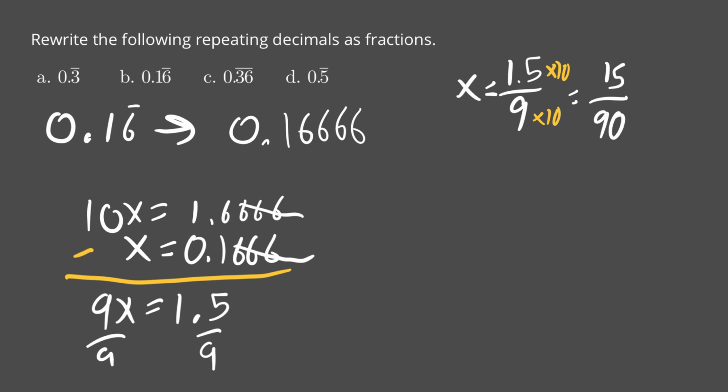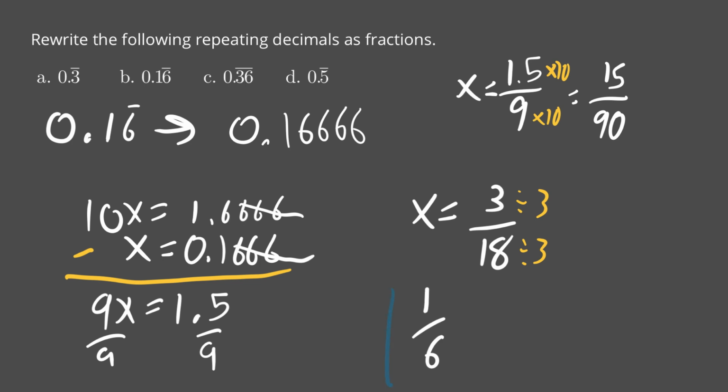Now this should look like a fraction you're able to simplify. Let's divide the top and bottom by 5. That would give us x equals 3 over 18. We can simplify this one step further by dividing the top and bottom by 3, giving us our final answer of 1 over 6.